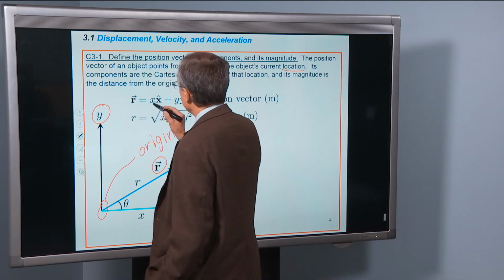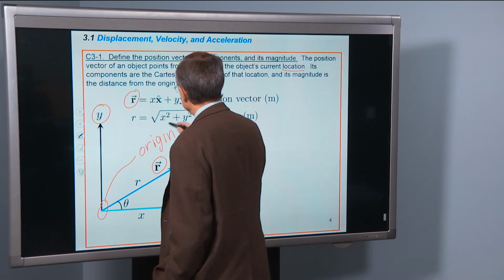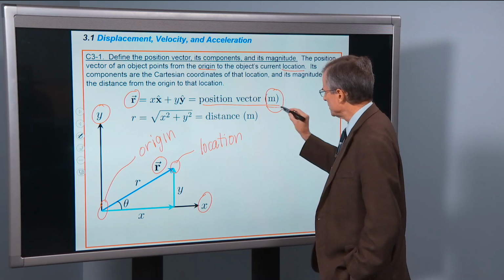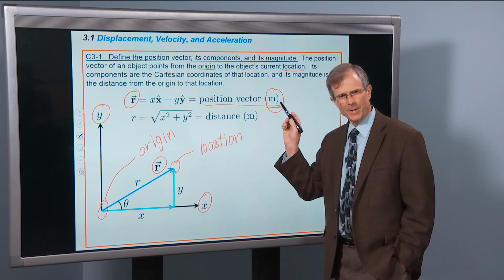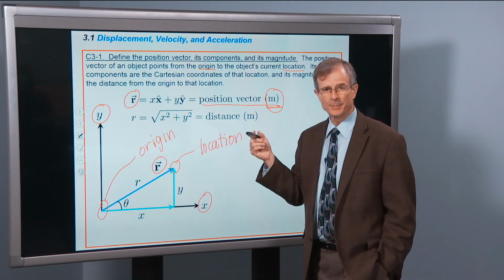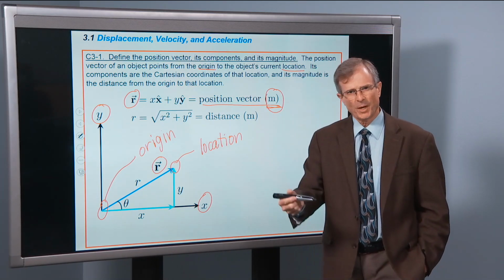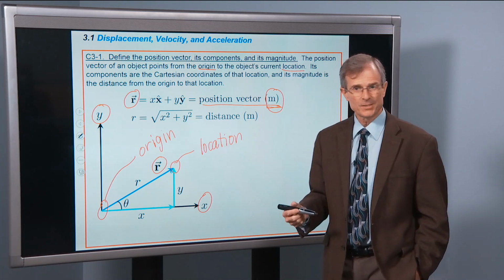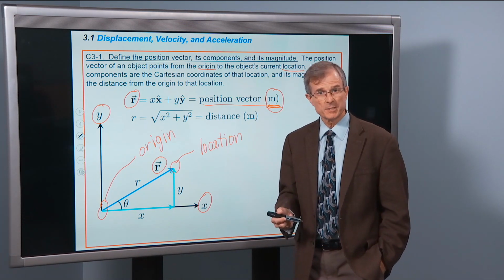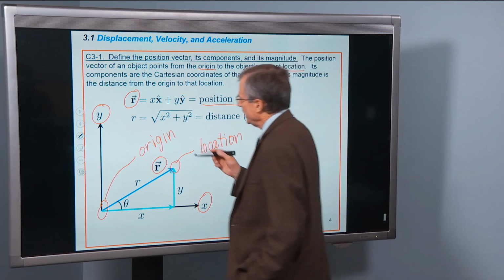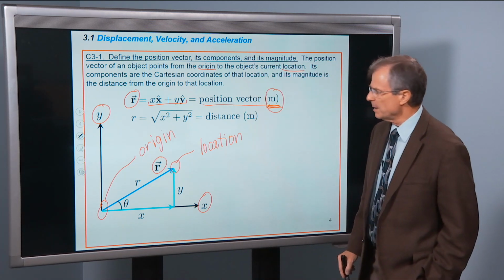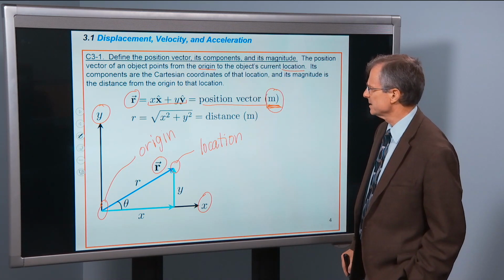So here it is in equation form. This is the position vector. It's measured in meters. So when you see this out to the right in parentheses, it's talking about the units that this object is measured in, SI units. And in this case, it's meters. A position vector is expressed in meters. And this part here are the components of this vector.